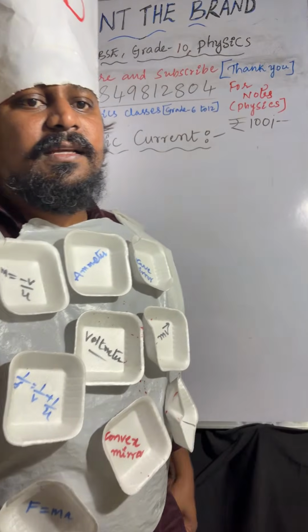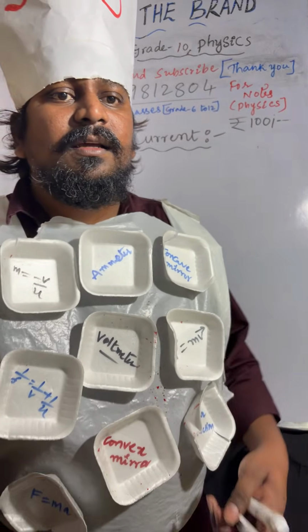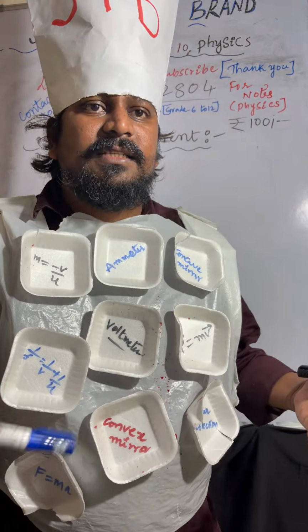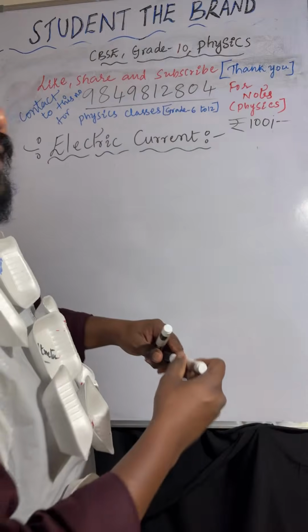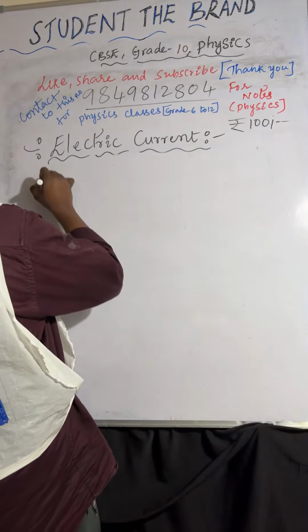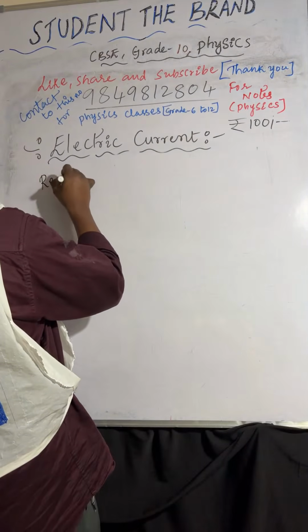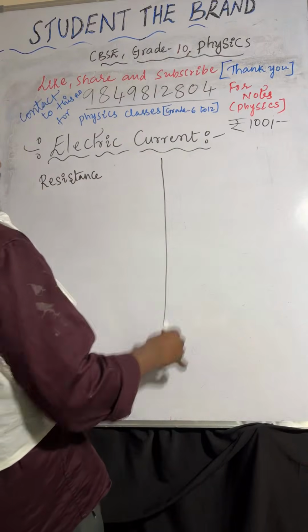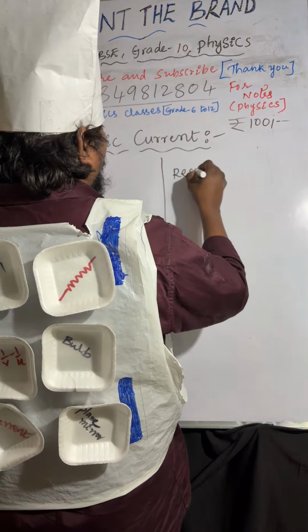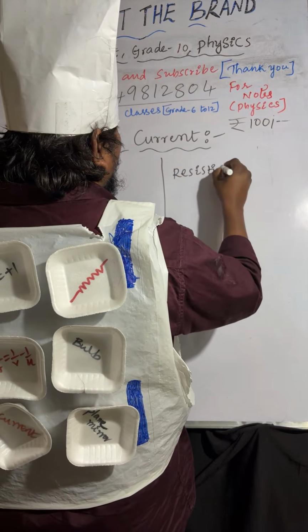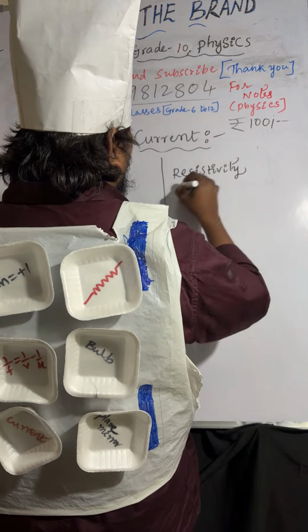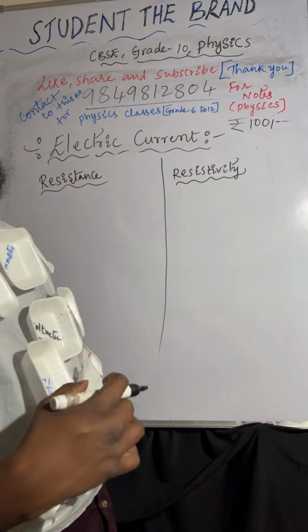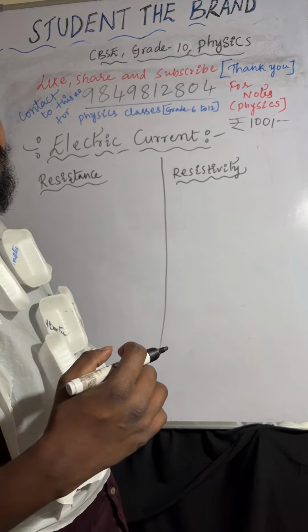So now we will discuss resistance and resistivity. So resistance R is directly proportional to the length of the conductor.